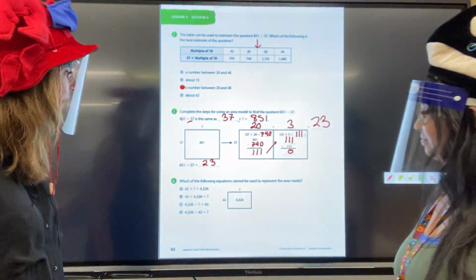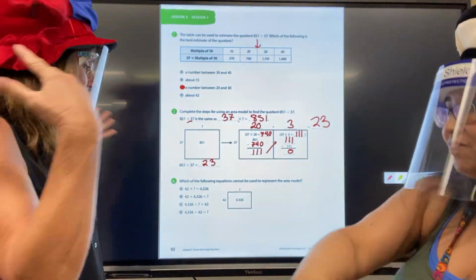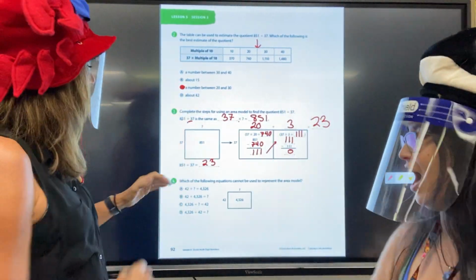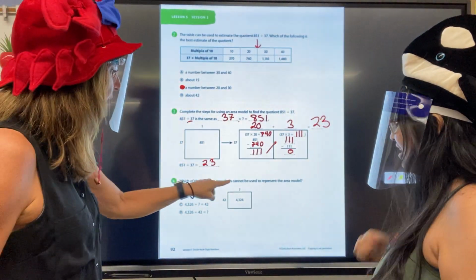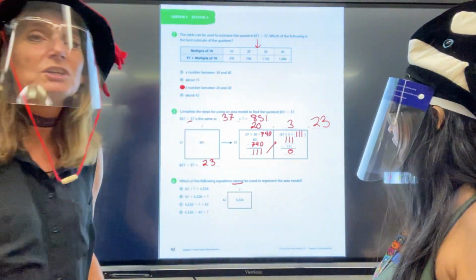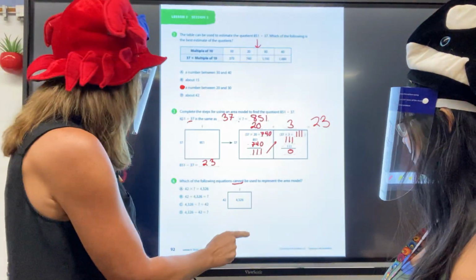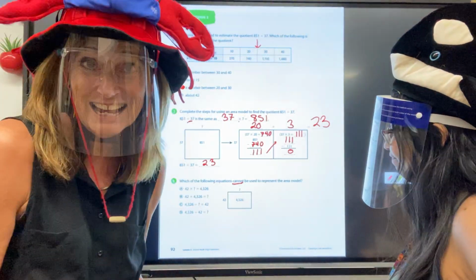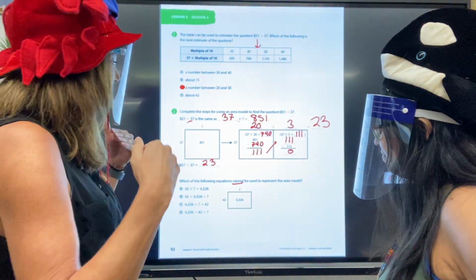So, 851 divided by 37, we now know is 23. There we go. All right, so now we have one last question. Number 4. Which of the following equations cannot be used to represent the area model? That kind of lets me think that maybe there is more than one that can, because we have to find the one that cannot.